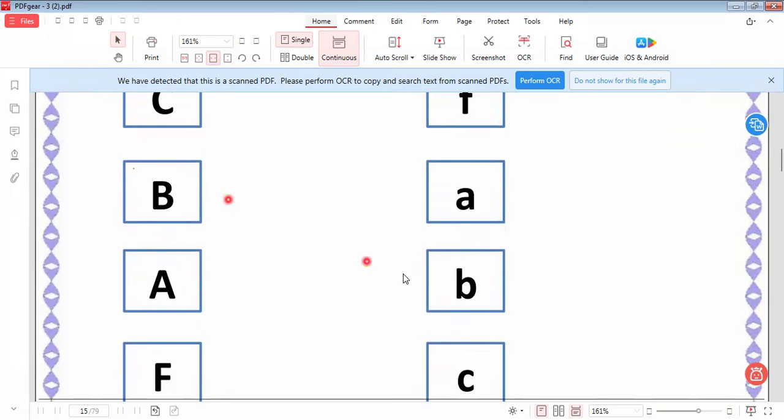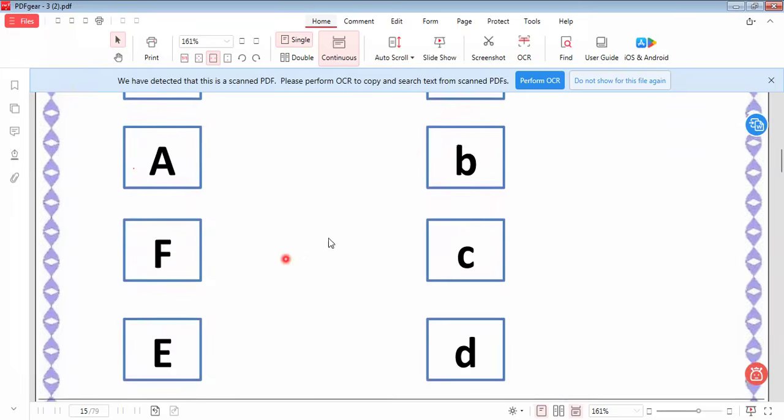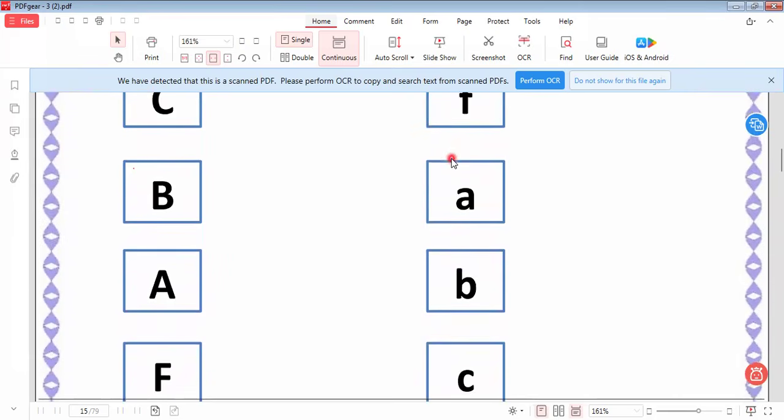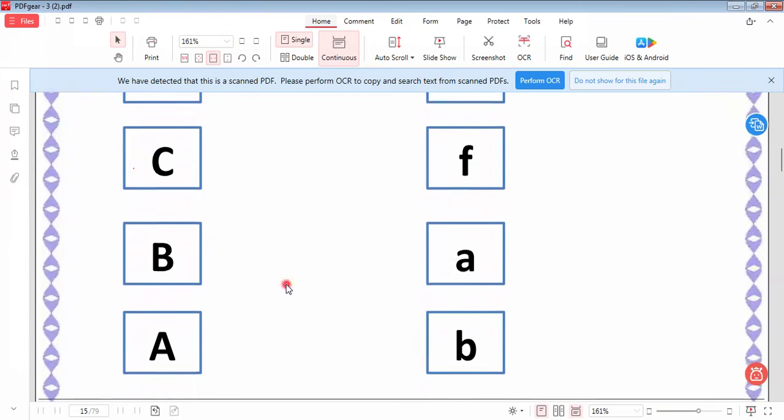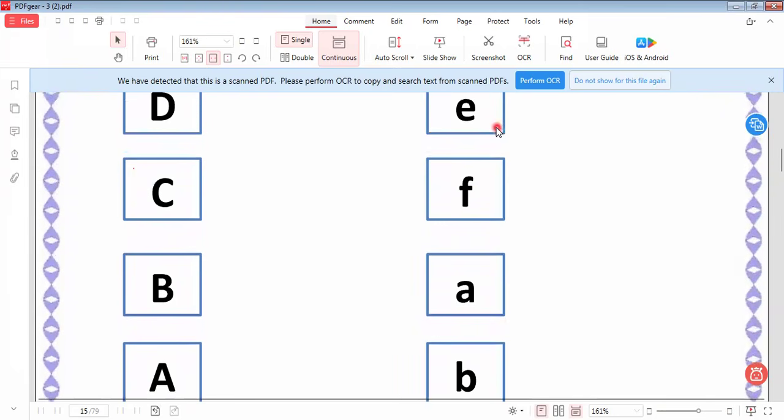Here is B small, B capital. Where is B small? This one. A capital by A small. F capital by F small. Here is F small. E capital by E. Where is the E small here? Here is E small.